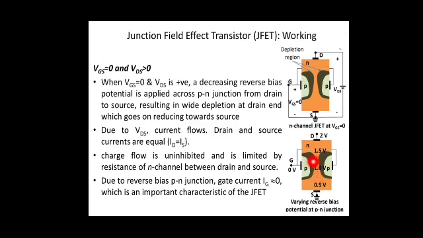Due to this varying reverse bias, as you can see in the diagram I have represented, you have 0.5 volt at the source, 1 volt in the middle of the channel, and at the end of the channel you have 1.5 volt. As the voltage keeps on increasing from the source to the drain, it results in the formation of a greater depletion region at the drain terminal. So that is the thing.